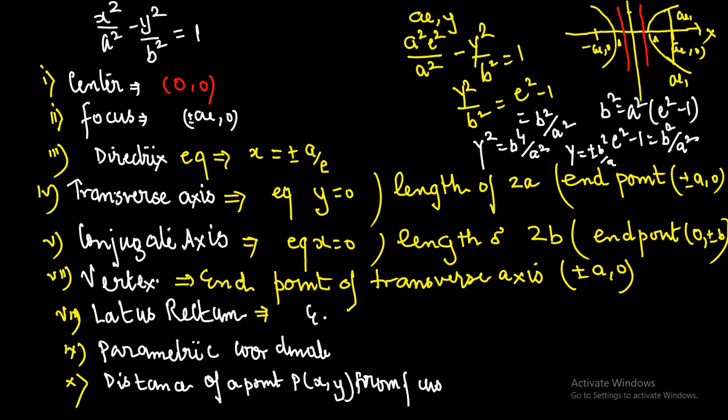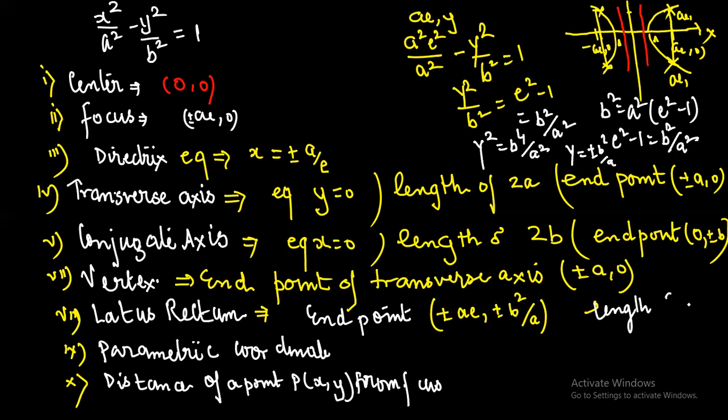So the latus rectum endpoints can be written, same as the ellipse, as plus minus ae, plus minus b square by a. There are 4 points: one point this, second this, third, and this is the fourth. And the length will be equal to 2b square by a.